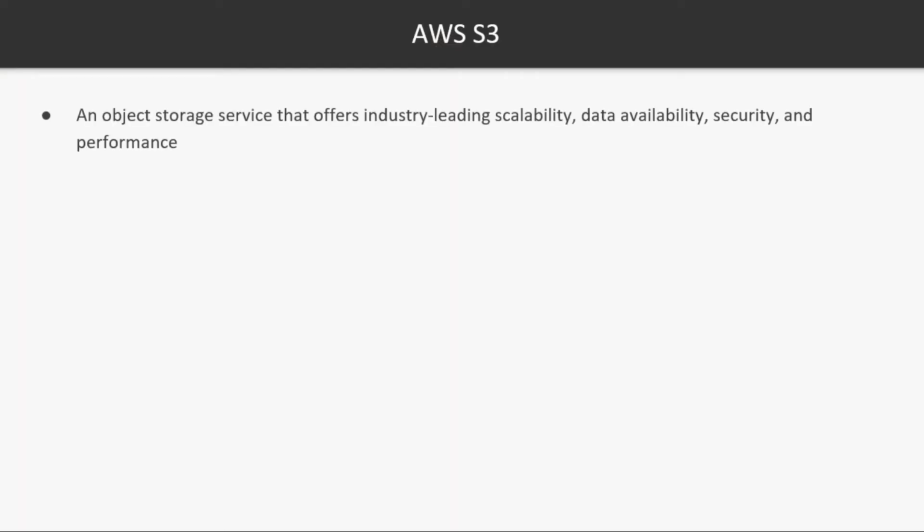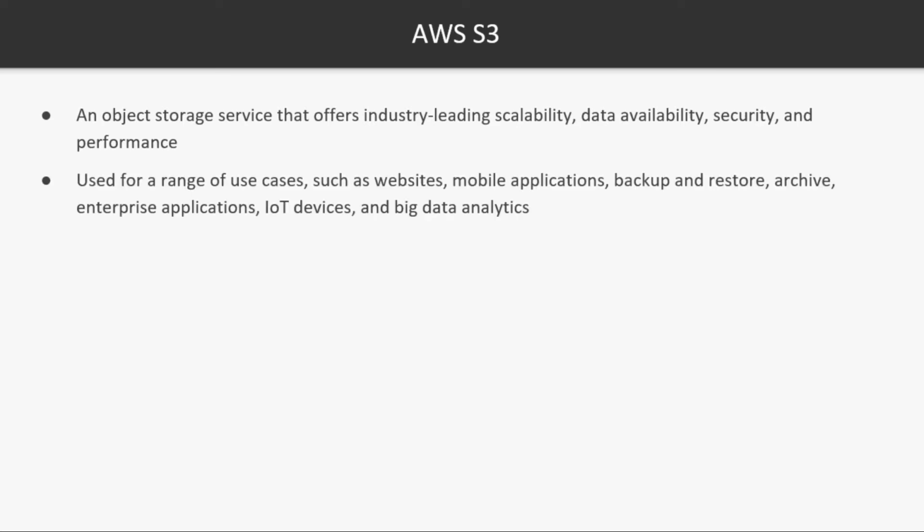Amazon Simple Storage Service is an object storage service that offers industry-leading scalability, data availability, security, and performance. This means that customers of all sizes and industries can use it to store and protect any amount of data for a range of use cases, such as websites, mobile applications, backup and restore, archive, enterprise applications, IoT devices, and big data analytics. Amazon S3 provides easy-to-use management features so you can organize your data and configure finely tuned access controls to meet your specific business, organizational, and compliance requirements.